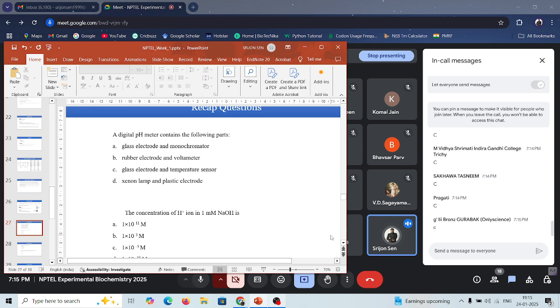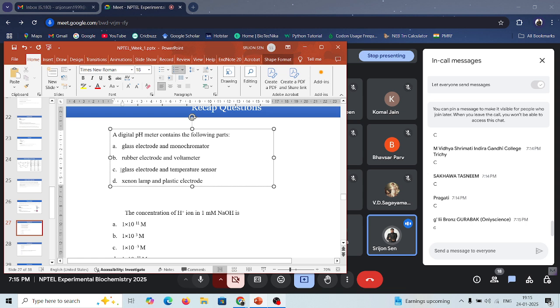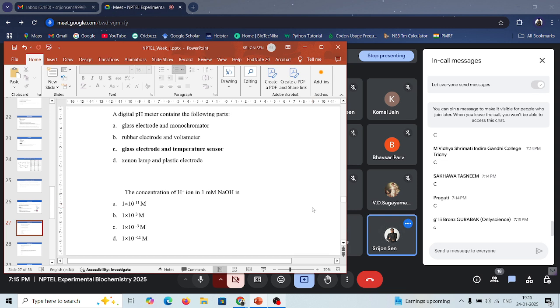Yeah, so all of you are saying C? Yes. So I just discussed about it. So C is the correct answer, right? I'll just bold it. Yeah, right. So C is the correct answer. Okay, the next one. It's another direct one. The concentration of H plus ion in 1 millimolar of NaOH. So you have to find the concentration of the H plus in 1 millimolar of NaOH.